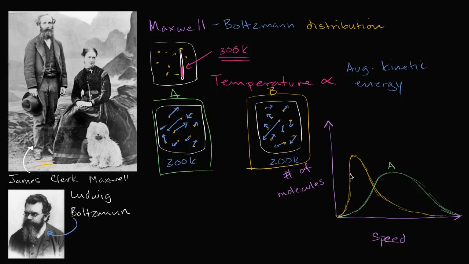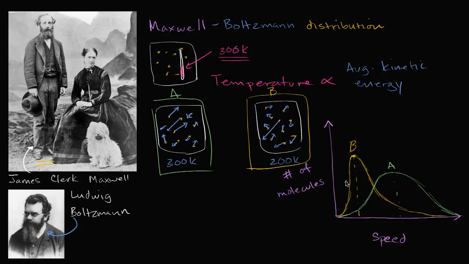Now, why is this one? It might make sense to you that the most probable speed, the speed at which I have the most molecules, is going to be lower than the speed at which I have the most molecules in system A, because on average these things have less kinetic energy. They're going to have less speed. But why is this peak higher? Well, you got to remember, we're talking about the same number of molecules. So if you have the same number of molecules, that means that the areas under these curves need to be the same. So if this one is narrower, it's going to be taller.